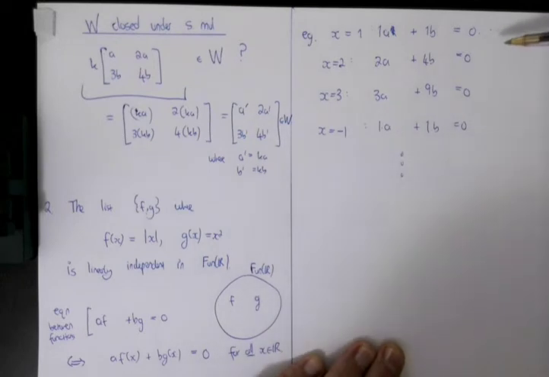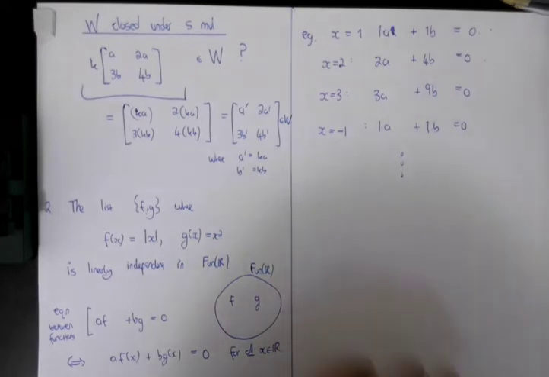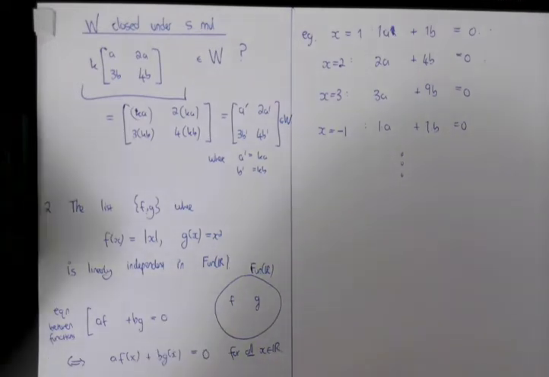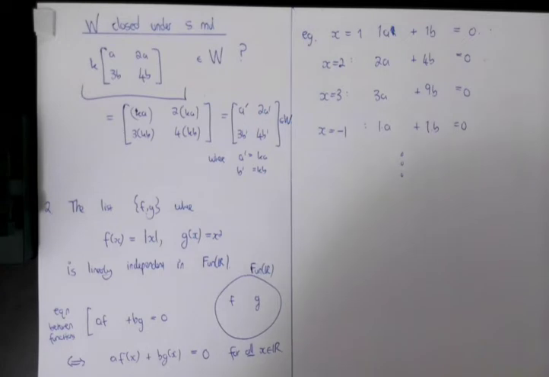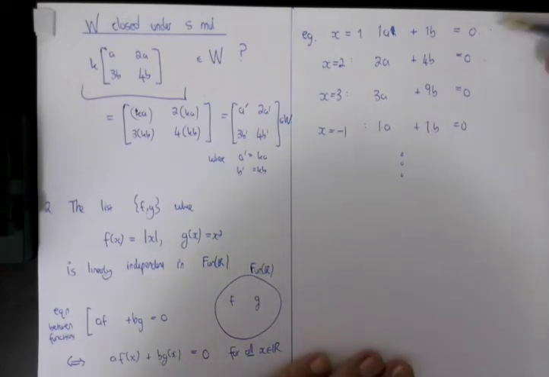there can only be a single solution when a and b are 0. Otherwise, there's just too many equations. But let's prove that rigorously. So I can just choose any one of these equations. Which one do you want to choose? I mean, I can choose any selection of these.